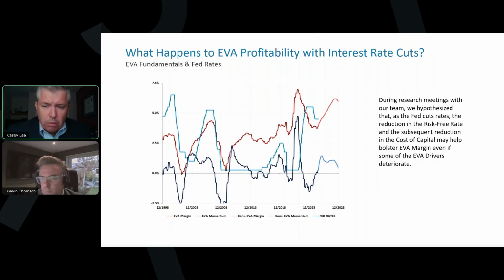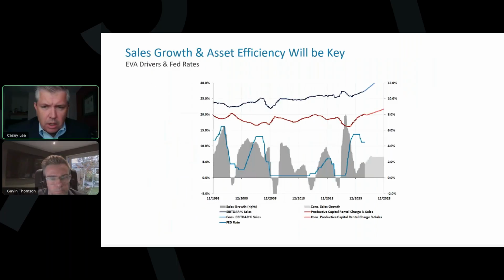Profitability has leveled out for almost a year, and consensus estimates call for a strong recovery. While the economy may continue to face looming headwinds from tariffs and continued inflation, the Fed's ability to continue to cut rates, which will lower the cost of capital for companies, may provide some improved profitability in the short term. On the next slide, we'll look at the correlations with EVA drivers.